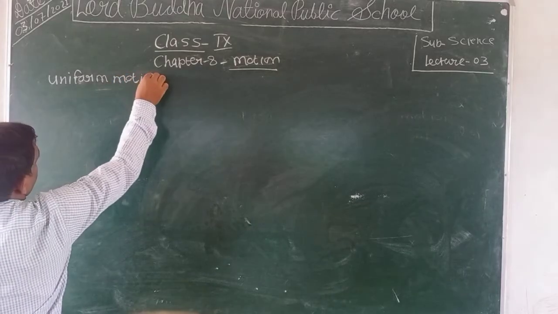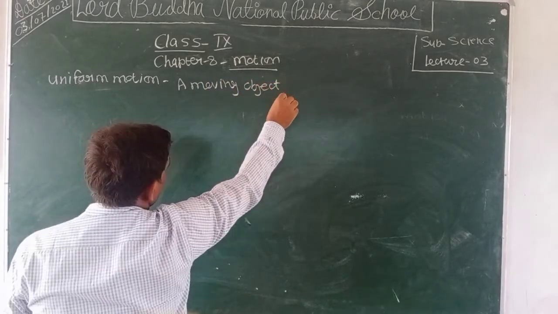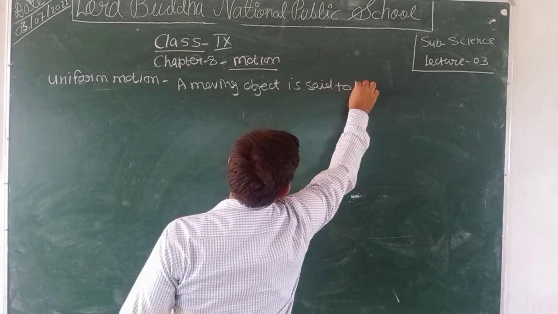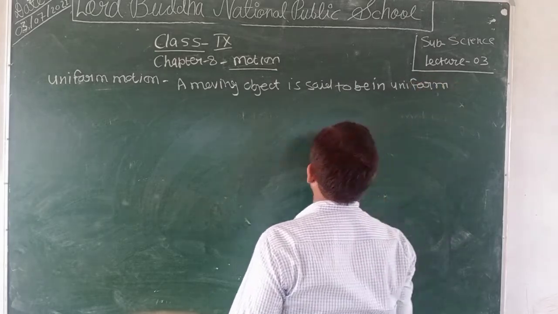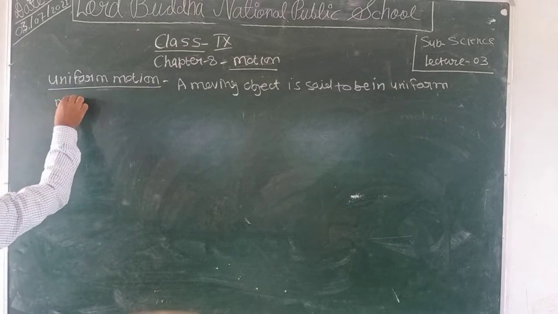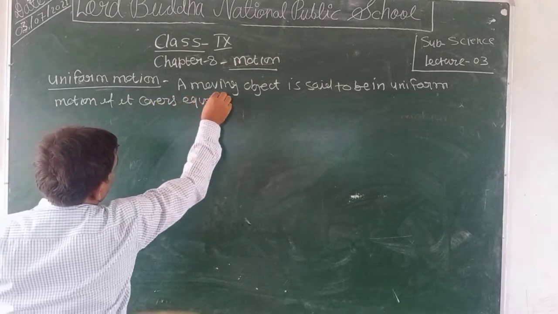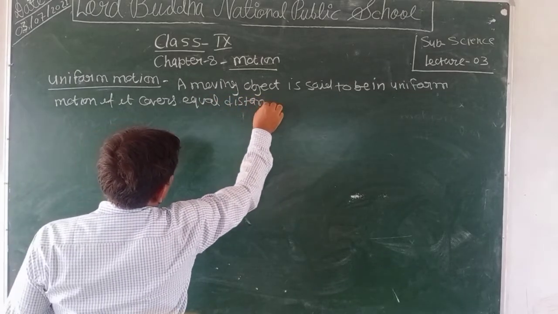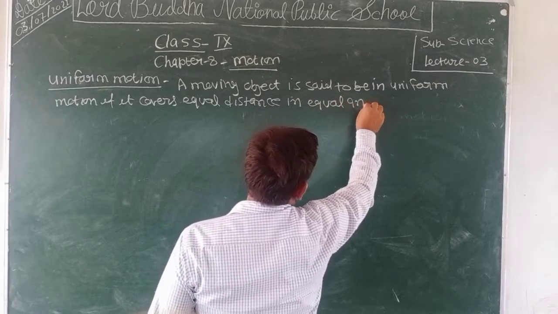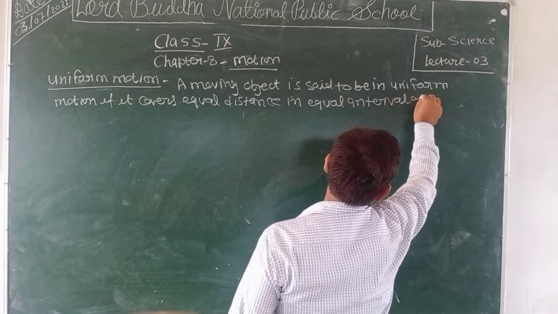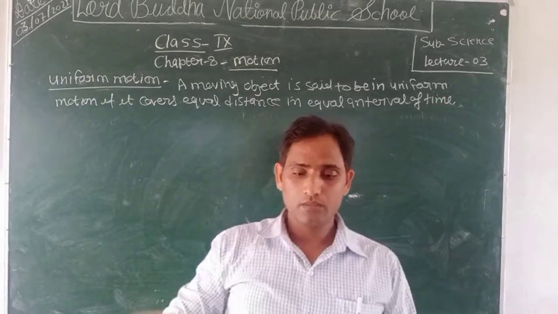First of all, uniform motion. Okay? A moving object is said to be in uniform motion if it covers equal distance in equal interval of time. Clear?